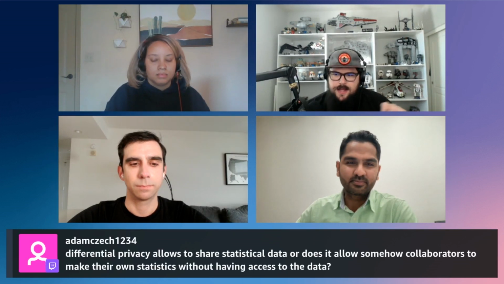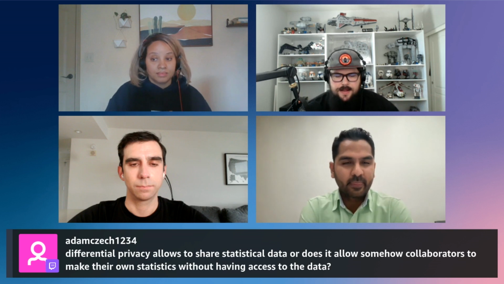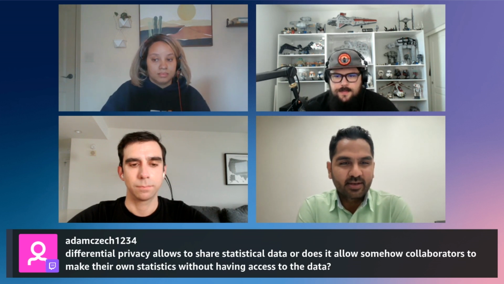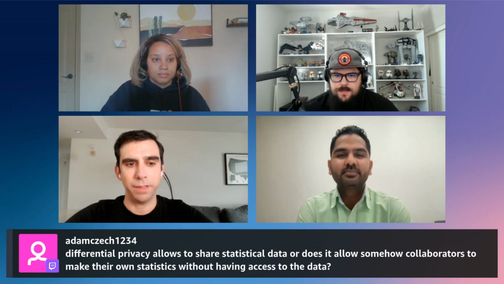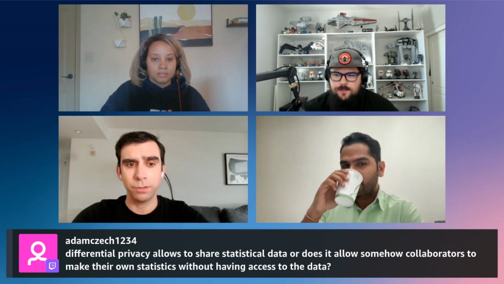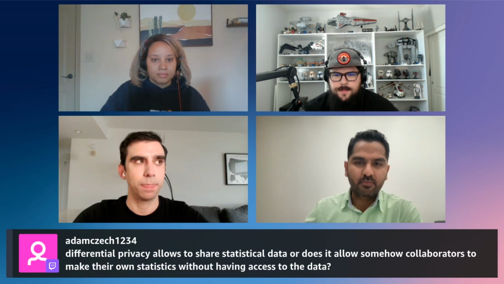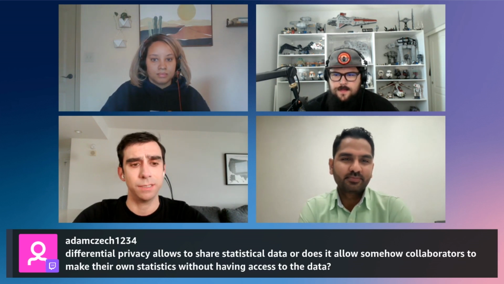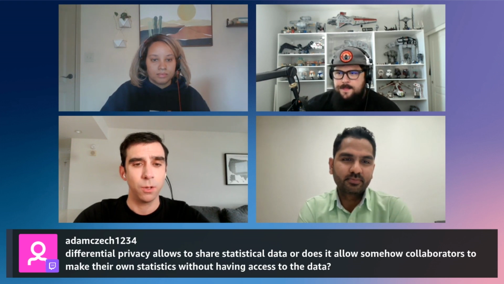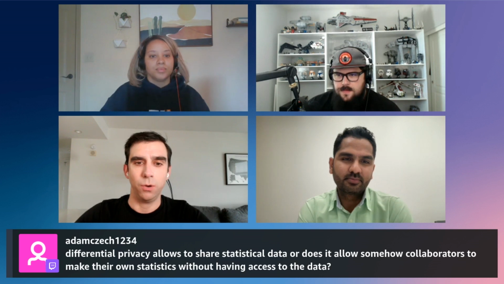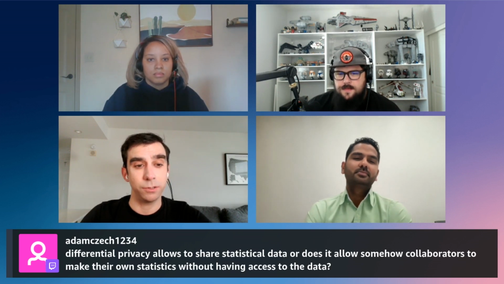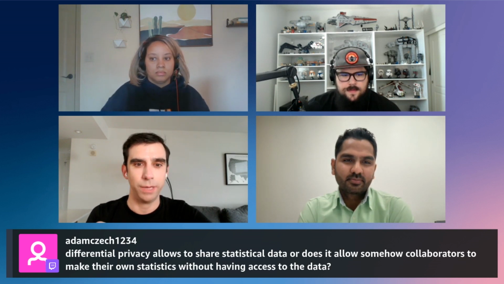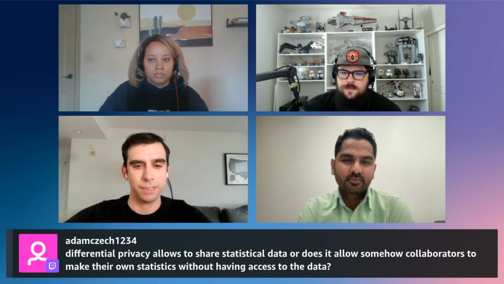It looks like one of the questions got addressed, but one of the questions in the chat I want to bring up too: does differential privacy allow sharing statistical data, or does it allow collaborators to make their own statistics without having access to the data? It's the latter. With clean rooms, when you're collaborating, the idea is that you run these analyses on the underlying raw data without exposing the raw data. You run the analysis on that granular data, calculate the statistics, and then we bring in differential privacy to make sure you can't infer information about individuals in the data set.